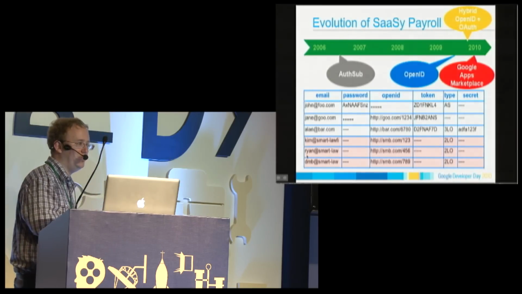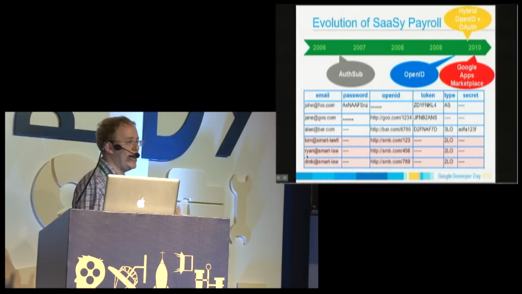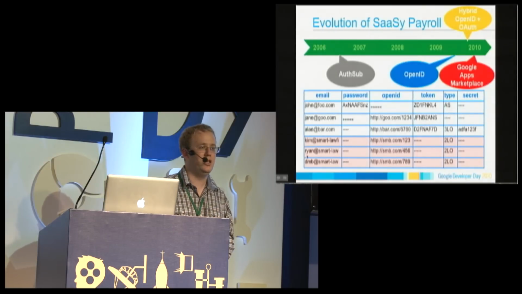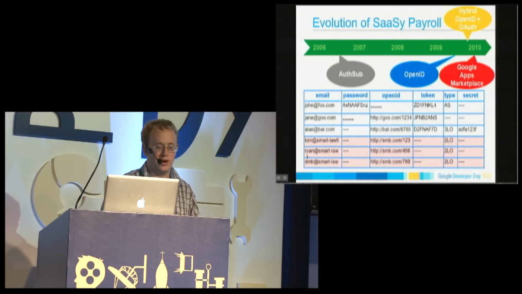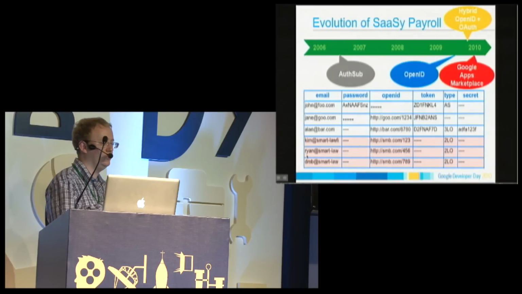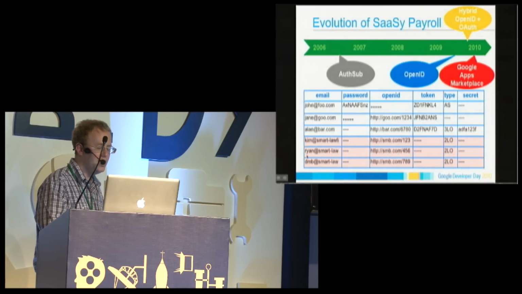With the Google Apps Marketplace, an IT administrator can add an application like SASE Payroll for all of the users within their organization at once. That's why you see here 3 rows were added to my database table. And none of those rows have a token. They all say two-legged OAuth.